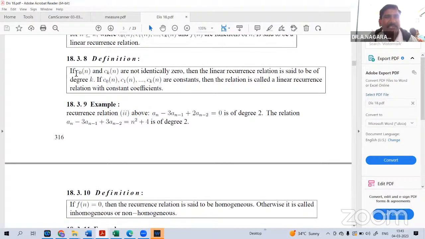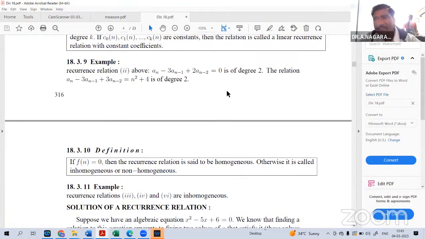Now, if C0(n) and Ck(n) are not identically 0, then the linear recurrence relation is said to be of degree k. If C0(n), C1(n), up to Ck(n) are constants, then the relation is called a linear recurrence relation with constant coefficients.